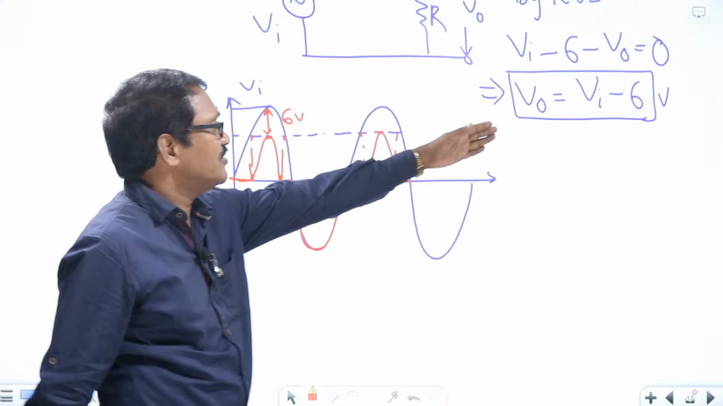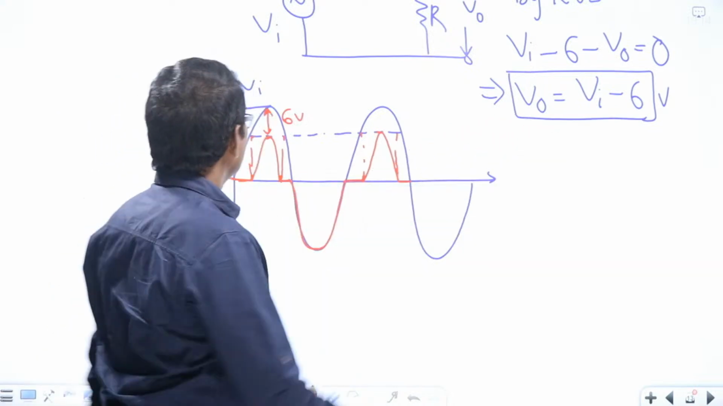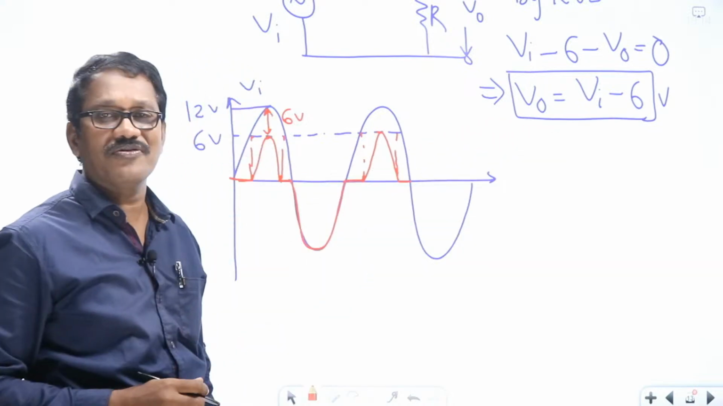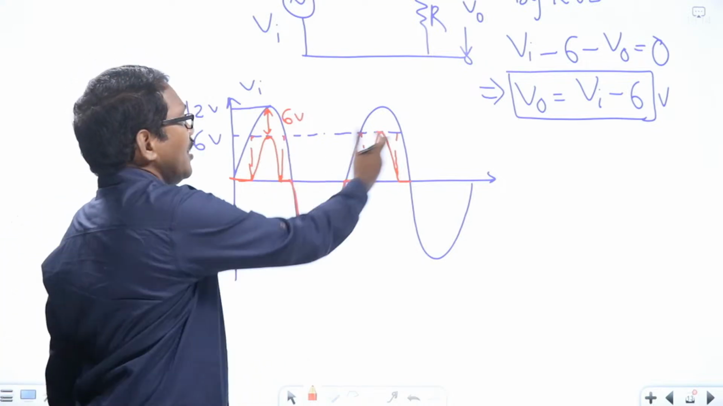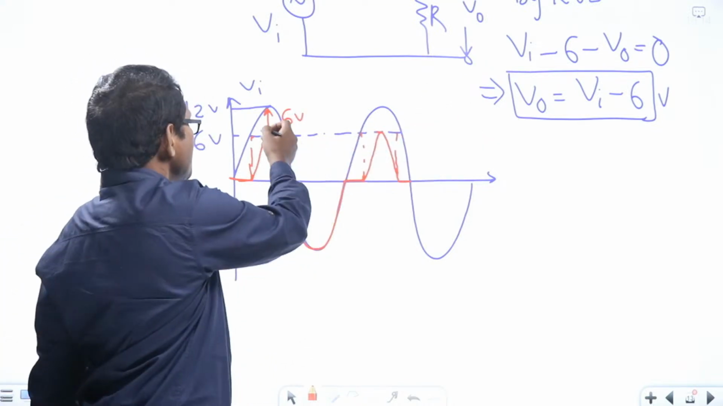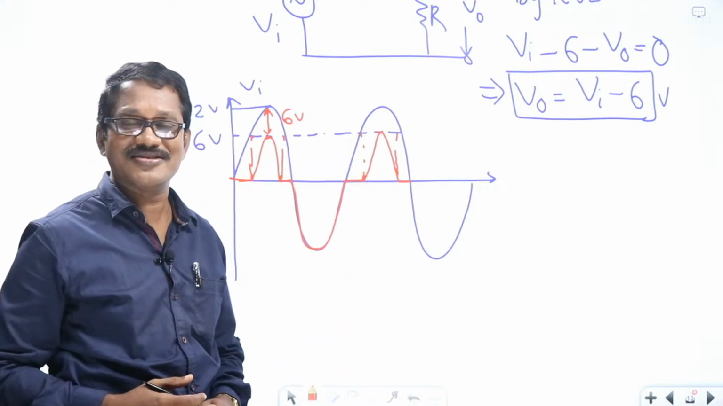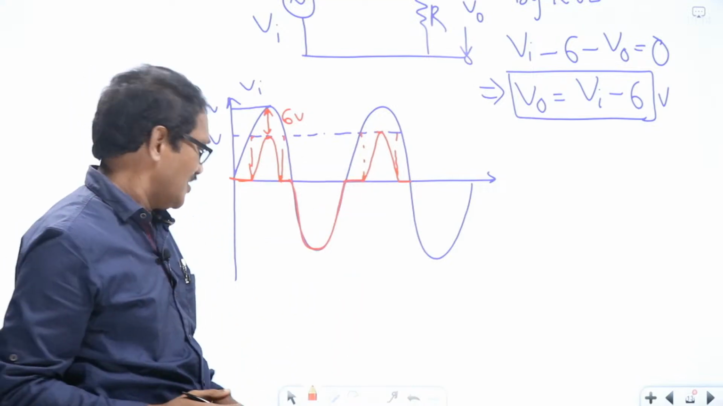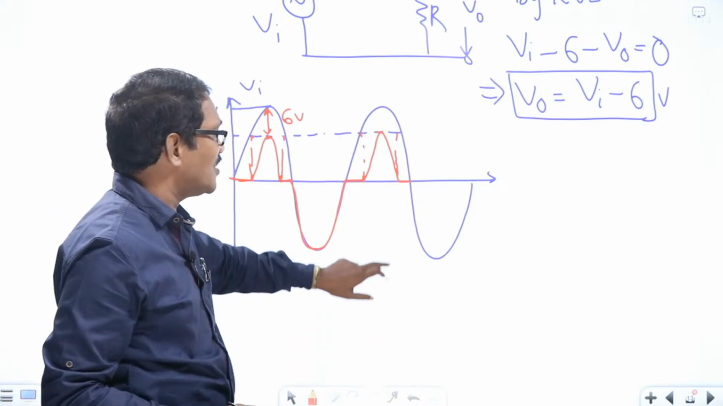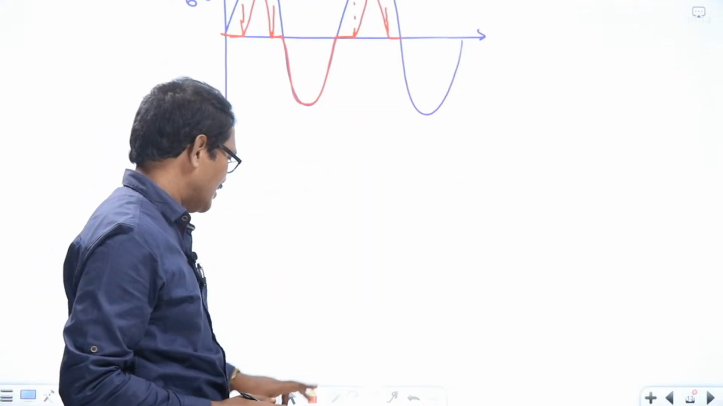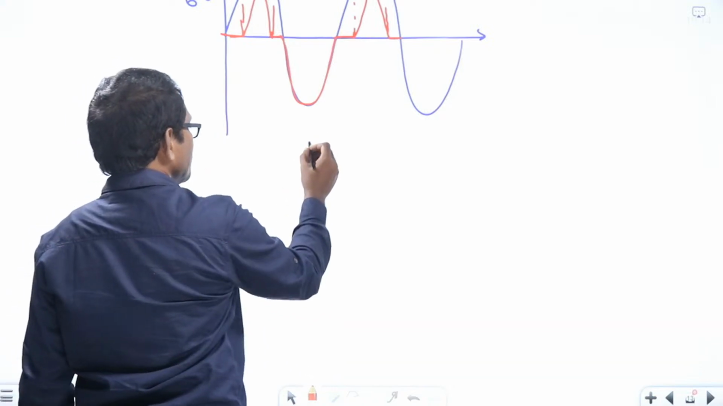The input peak voltage is 12 volts, and the output voltage is VA minus 6. That means 6 volts is clipped off, and 6 volts will be applied across the output terminals. Have you understood this? So the transfer characteristics corresponding to this problem, we will draw here.